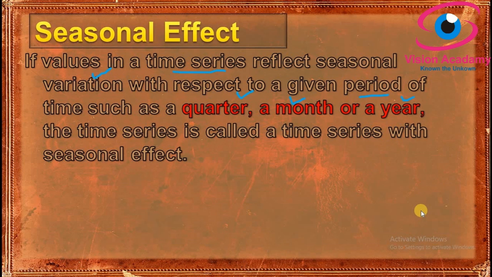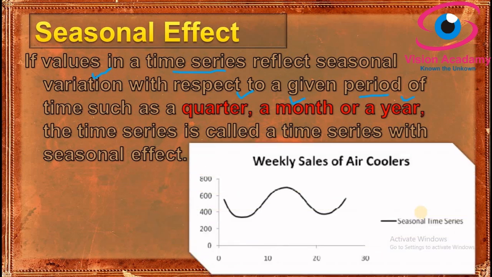Now I will show you an example for seasonal effect. Now look at the picture which shows weekly sales of air cooler. Here season is taken weekly wise. In the x-axis you can see sales volume of air cooler, and in the y-axis you can see weeks. Weeks may be 10 weeks, 20 weeks and 30 weeks. And you can also see the effect, which is seasonal effect of weekly sales of air cooler, which is a perfect example for seasonal effect.